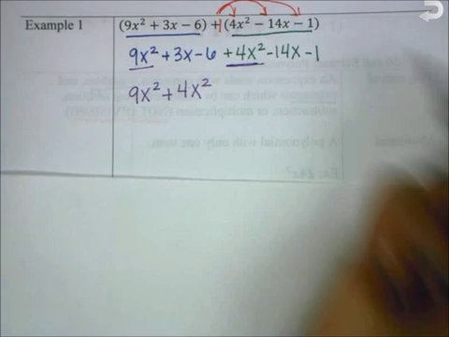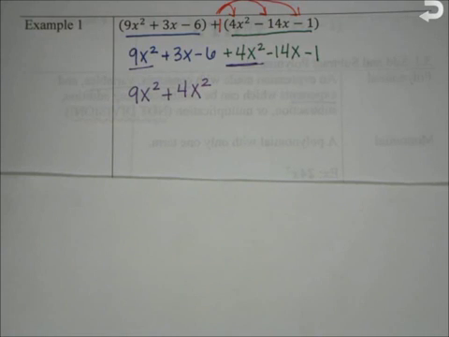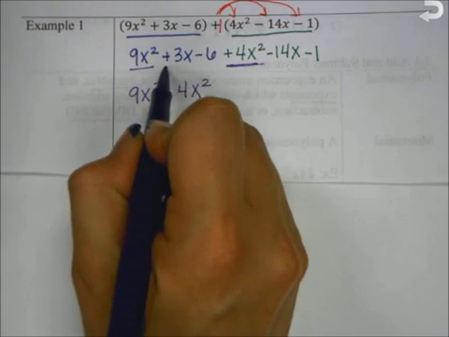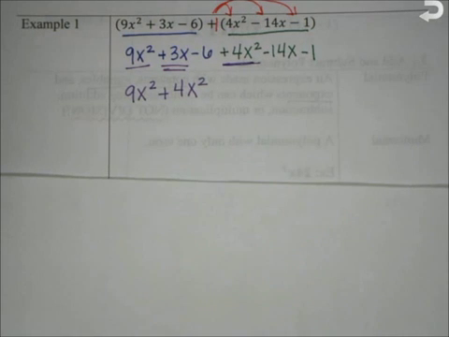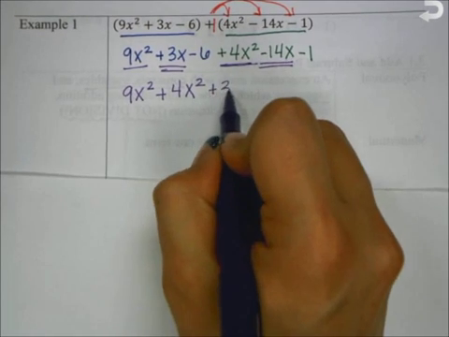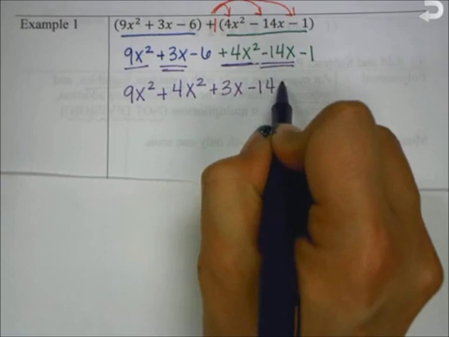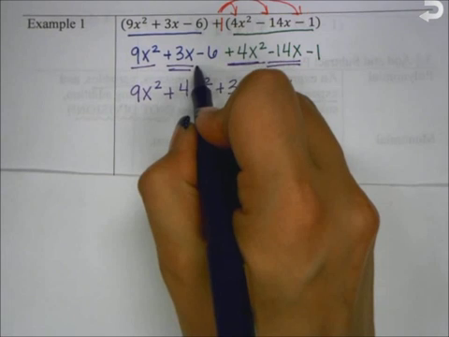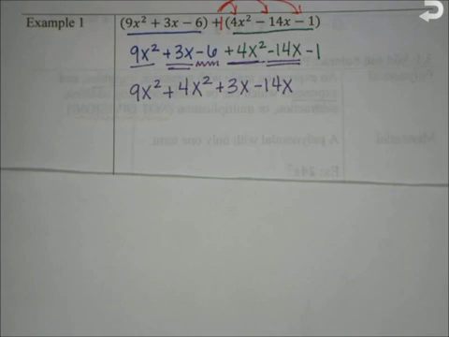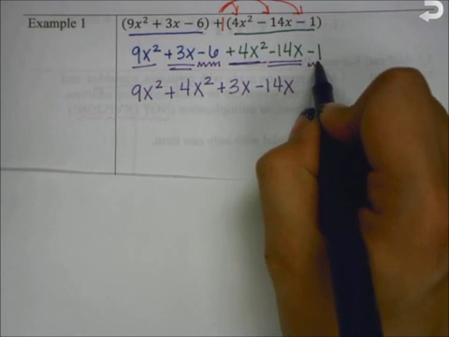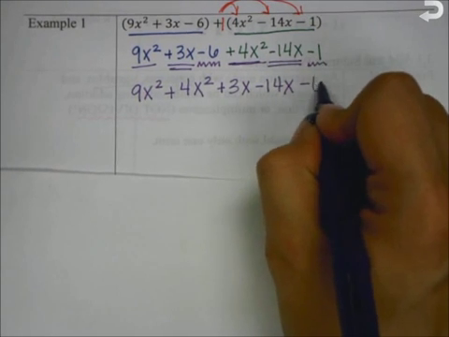I also have plus 3x. What's a like term to positive 3x? Negative 14x. Good, so we're going to have plus 3x minus 14x. I also have a minus 6. Is that 6 positive or negative? Negative. And what's a like term to negative 6? Negative 1. Exactly, so it's going to be minus 6 minus 1. Is everybody okay with this so far? Yes.